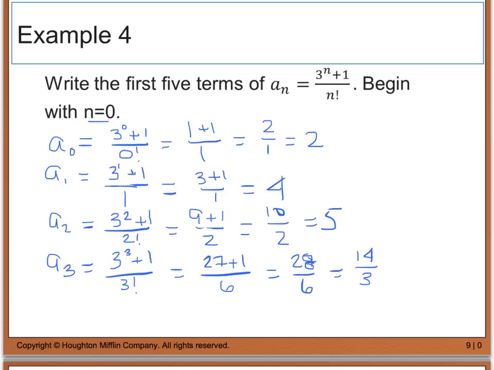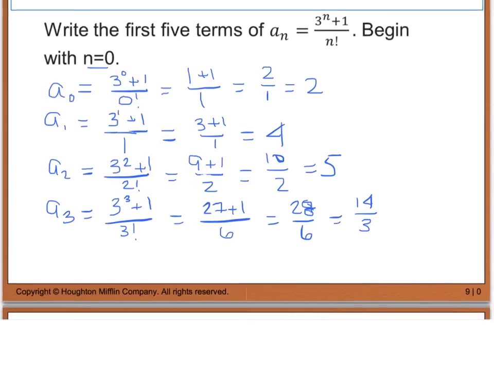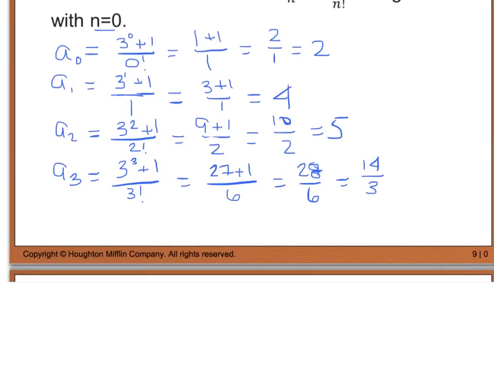And right now I have 4 terms, so I need to go up to 5. So I will do my a sub 4 term. This is going to equal 3 to the 4th plus 1 divided by 4 factorial. That's going to give us 3 to the 4th is 81 plus 1 is 82 divided by 4 factorial, which is 24. And 82 24ths will reduce down to 41 twelfths.